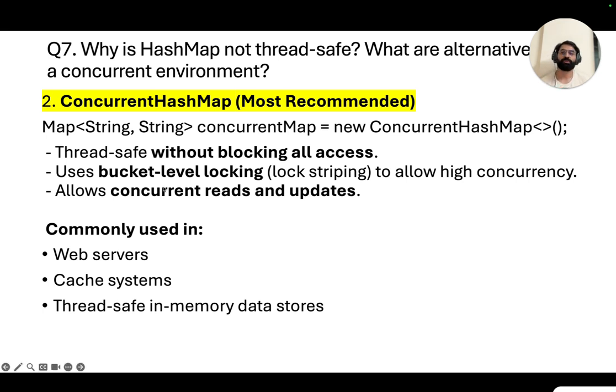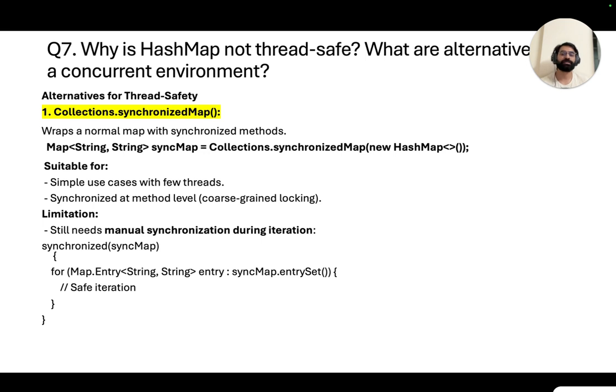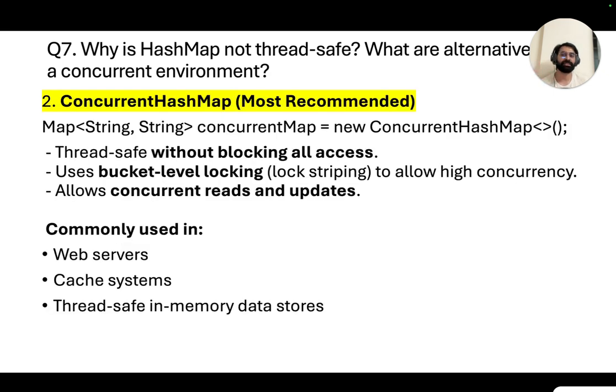So the next point is all concurrent reads and updates can happen, because it actually uses bucket level locks. It means if we have 16 buckets, then 16 locks will be there. It means 16 writes can be done. But here in the synchronized map, it will lock the whole object. It means at a time only one thread can use this. But here 16 threads can write in this. Okay, so this is commonly used in web servers, cache systems, and thread safe in-memory data stores.